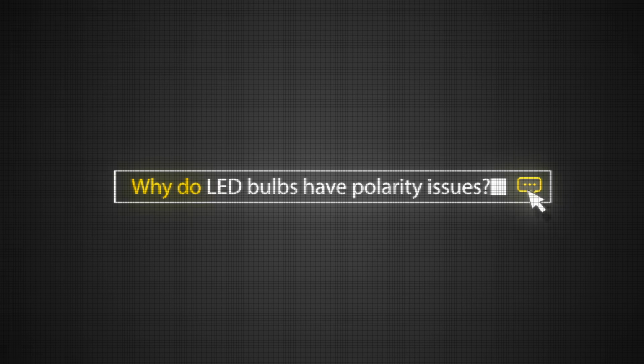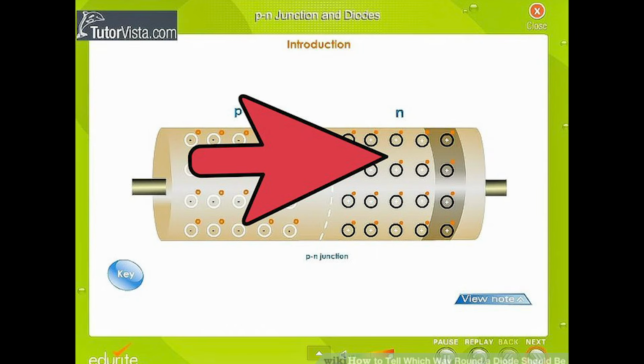Why do LED headlight bulbs have polarity issues? LEDs by design are polarity sensitive. The diode is a one-way path. However, a stock bulb is made of resistant filament, which is not.